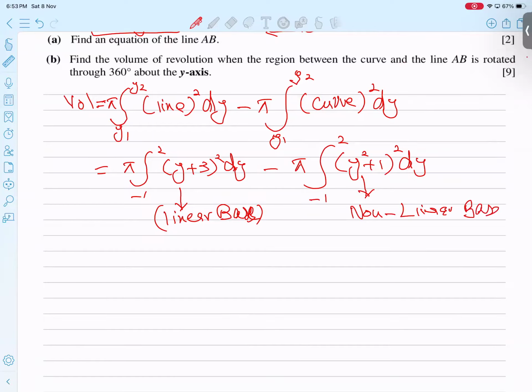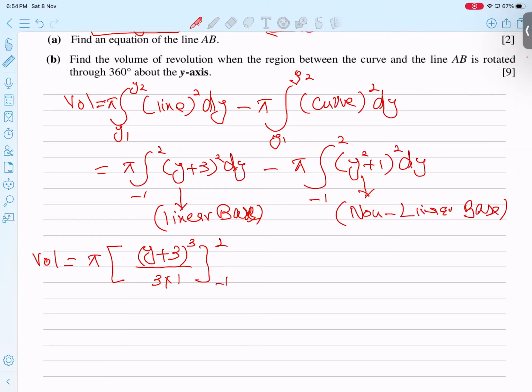Okay, whenever a non-linear base comes, we are bound to expand, with no choice. So let's apply the formula and get the answer. First of all, I can do it directly. So y plus 3, increase the power by 1 and divide by the same, into 1. This 1 comes from the y derivative. The lower limit is minus 1, and the upper limit is positive 2.